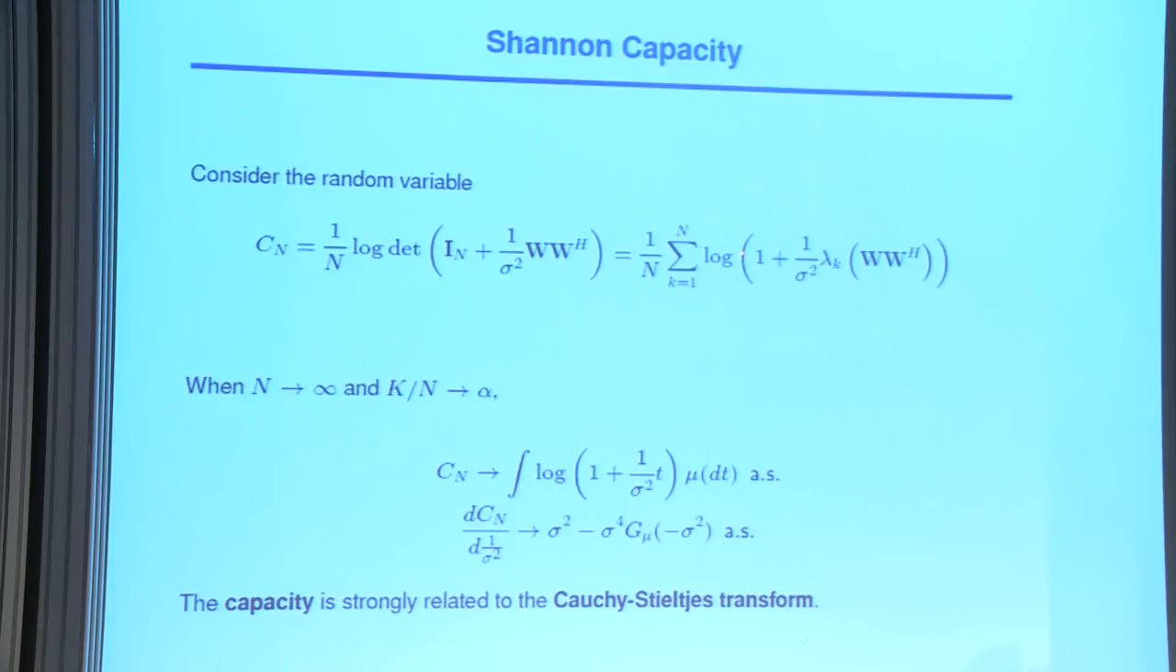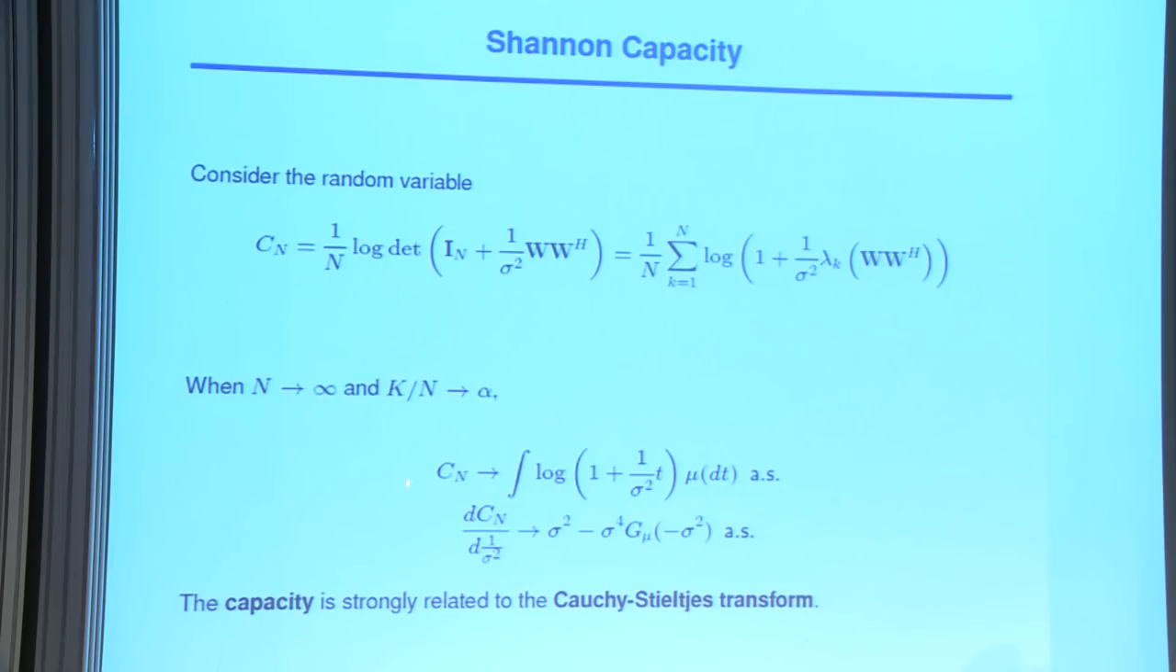But of course, as you can see here, everything depends on the lambda. If the lambda is equal to zero, then basically you don't get any more new mode. Now, you remember when n goes to infinity and k over n goes to a constant, this thing is nothing else than the integral of log of 1 plus t over sigma square, with respect to the limiting eigenvalue distribution, and this limit is nothing else than the limit of the empirical eigenvalue distribution.